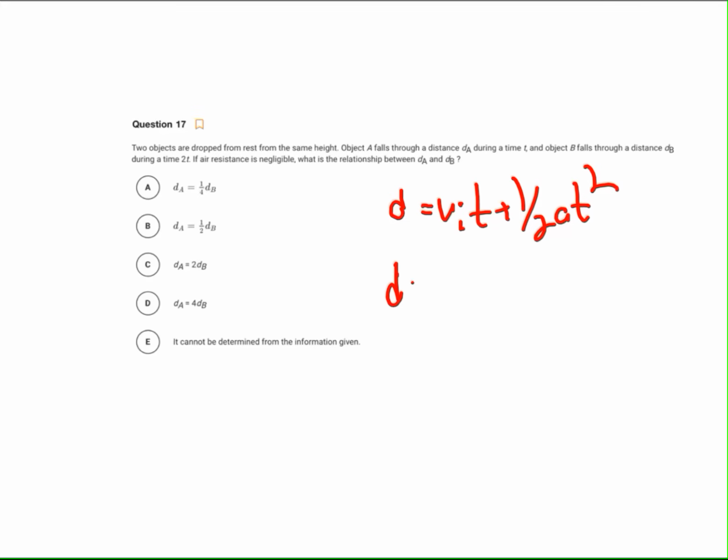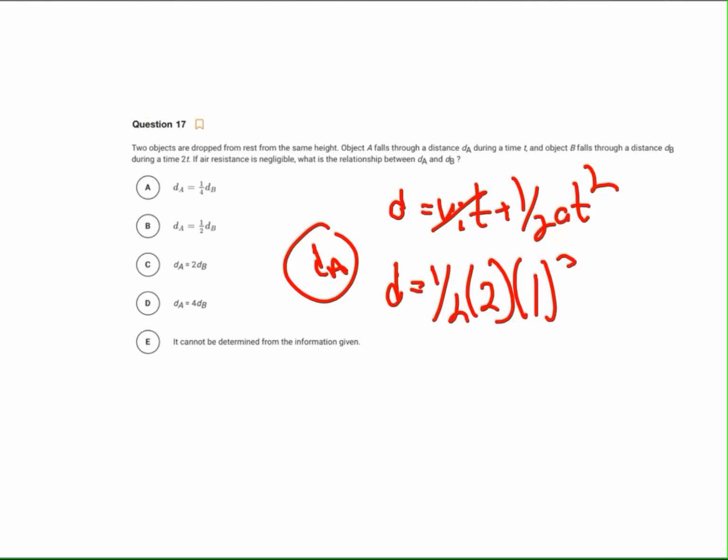So we're going to start with d. We're going to start with the initial ones. We're looking for dA. It starts at 0, plus 1/2. Because I can choose these to be anything I want, I'm just going to pretend that a is 2. It'll just make the math easier. And we'll let the time be 1 second. So half of 2 is 1, 1 squared, so this guy is 1. Okay, now dB.